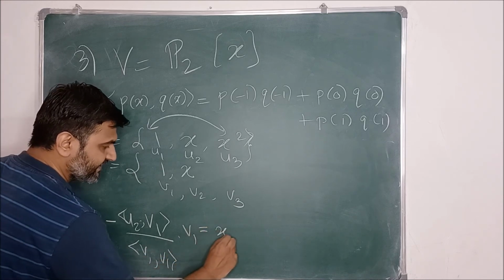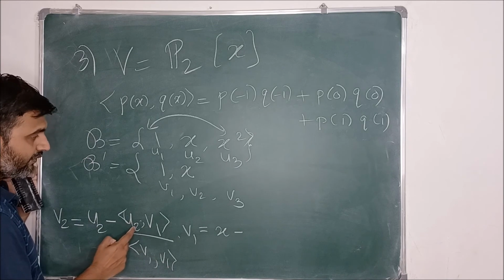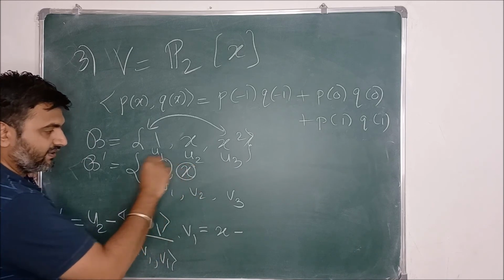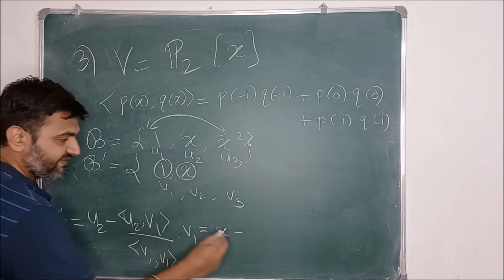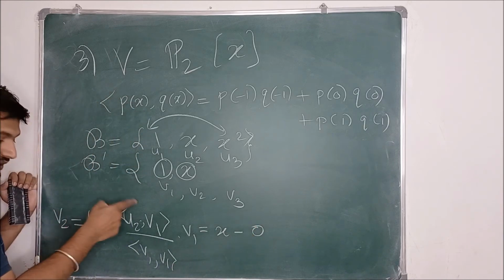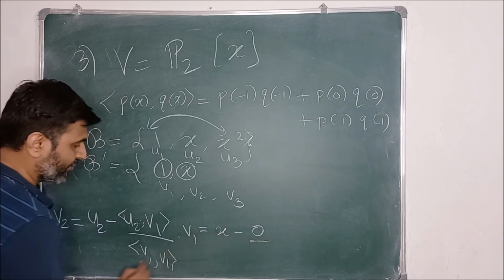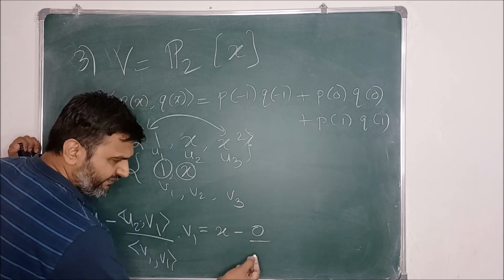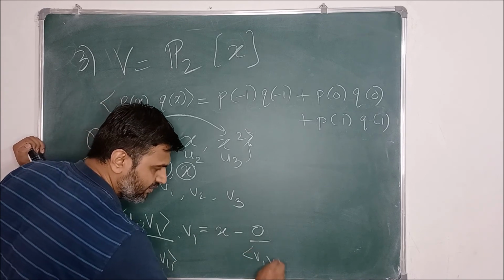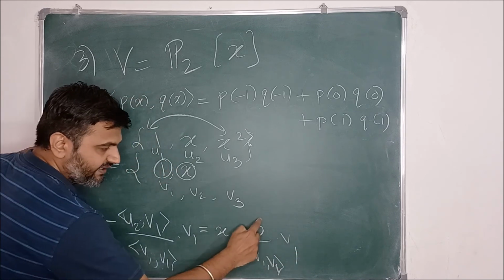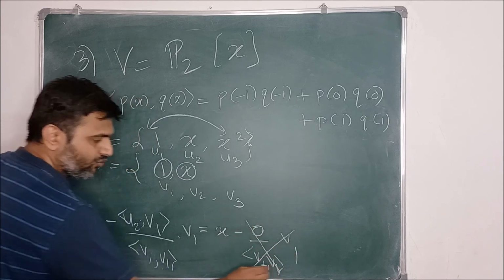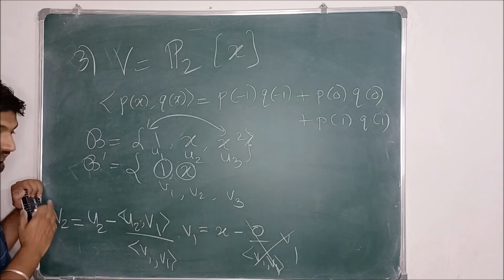What is my U2? x minus the inner product of x and 1. The inner product of x and 1 just came out to be 0. That's what we computed, right? Upon the inner product of V1 with V1, whatever that number will be, I don't care, because anything into 0 is 0. So this completely goes away. My V2 is x.